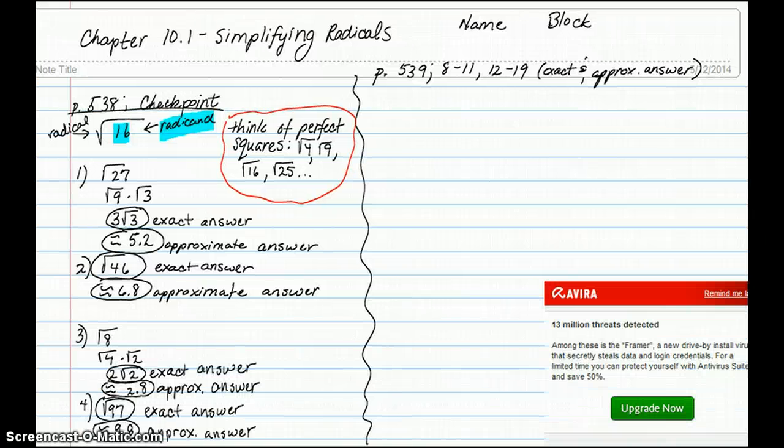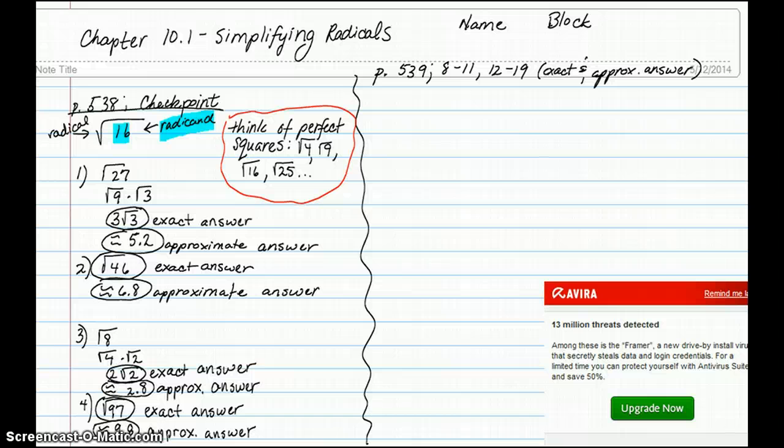The square root of 8 has the perfect square 4 in it, so the square root of 4 times the square root of 2 is the square root of 8. Square root of 4 is 2, so 2 times the square root of 2 is the exact answer. If you were to put the square root of 8 into your calculator, it would be approximately 2.8 when rounding to the tenths place. To tell if this is reasonable, you know that the square root of 8 is between the square root of 4, which is 2, and the square root of 9, which is 3. Square root of 8 is much closer to the square root of 9, so 2.8 is almost 3. It makes sense. Number 4 is the square root of 97.